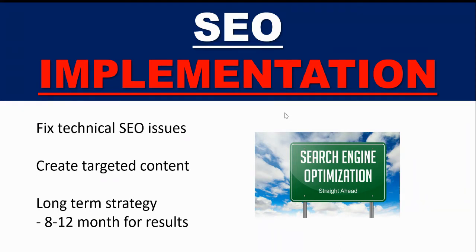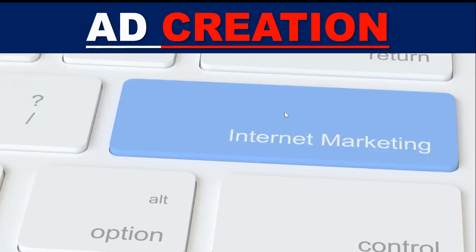Create targeted content. This is writing out blog articles that we've picked up in the previous step. We're going to start creating those things. And this is just a reminder that, remember, SEO is a long-term strategy, and it takes 8 to 12 months to actually start seeing results with SEO. So we're going to continue working on this while we jump into our paid advertising.